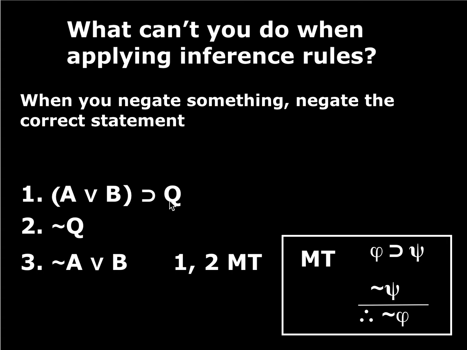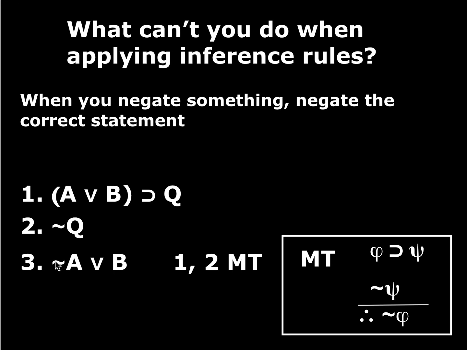So here's somebody trying to do modus tollens, again, on 1 and 2. We have a conditional, we have the negation of the consequent. So according to modus tollens, we could derive the negation of the antecedent. The antecedent is this disjunction. So the negation of the antecedent would be not (A or B). Well, what this person did is they just wrote A or B and then stuck a tilde in front. And this isn't right, okay?